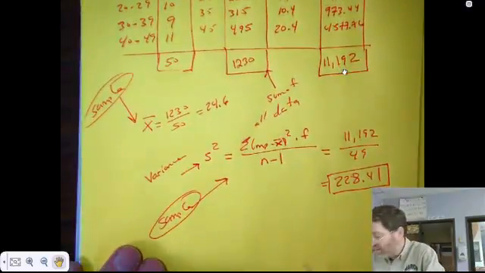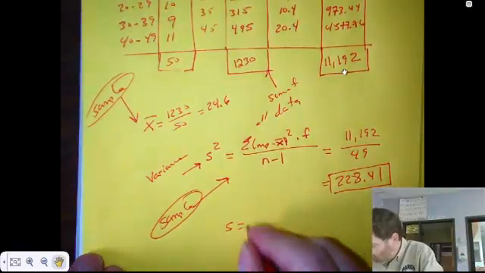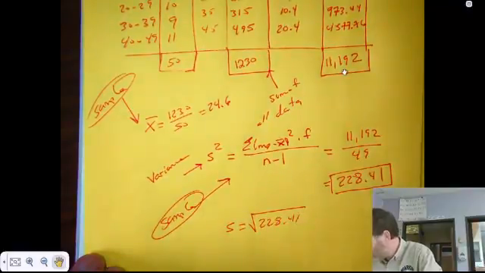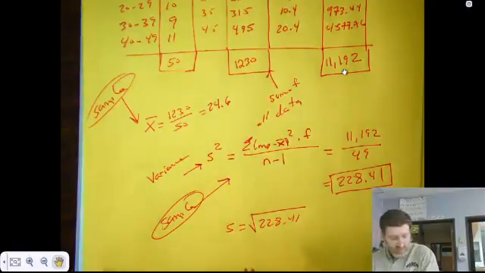Now, to find the standard deviation S, it's the square root of 228.41. The square root of that number, the square root of the answer, is 15.11.